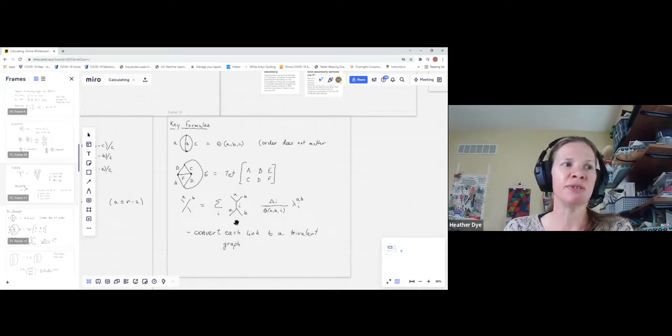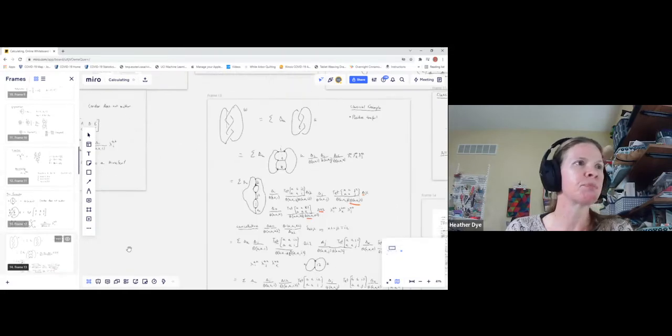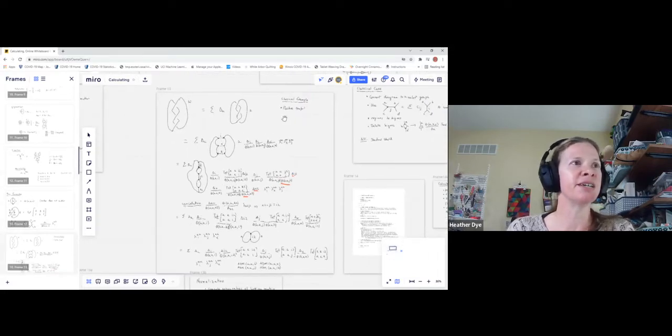So we'll use this relationship to convert each link to a trivalent graph. So I have an example of how that process works. Let us take a look at that. Here's a classical example.